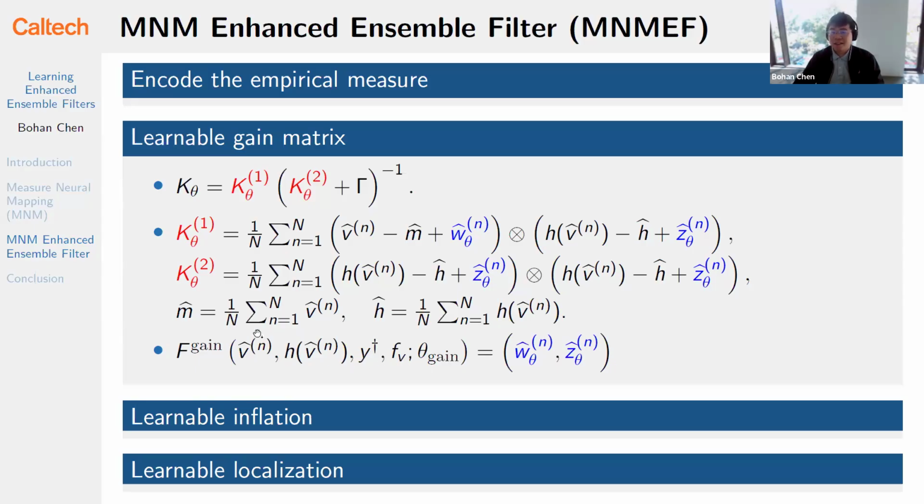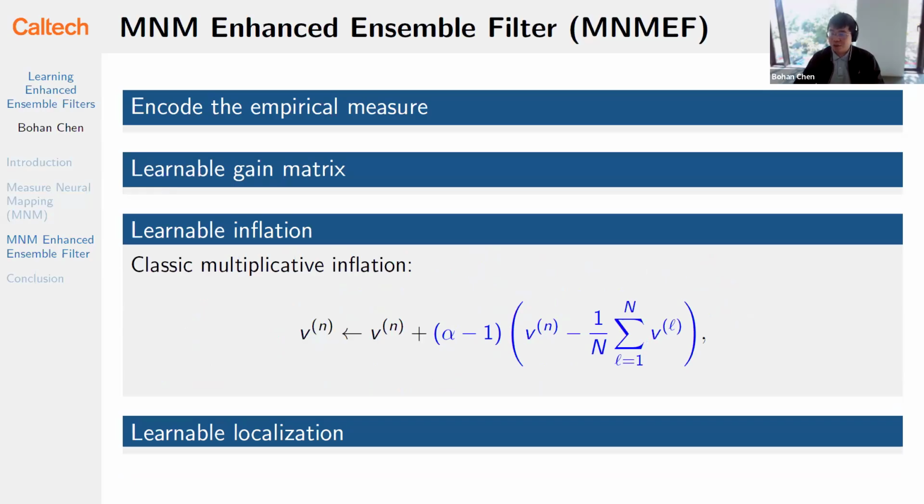And the gain, the way we learn it is that we want to train an MLP that takes the state observation and the true observation, and also the feature vector from the set transformer, to get these two correction terms, and put these correction terms in the calculation of K theta 1 and K theta 2 to calculate this K theta.